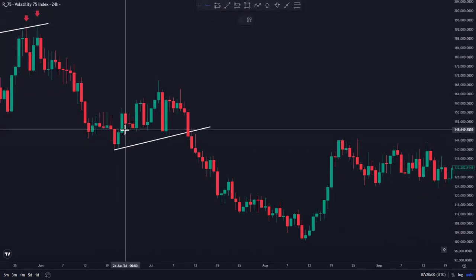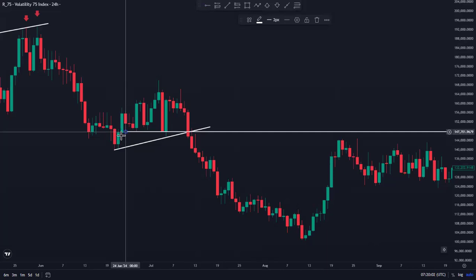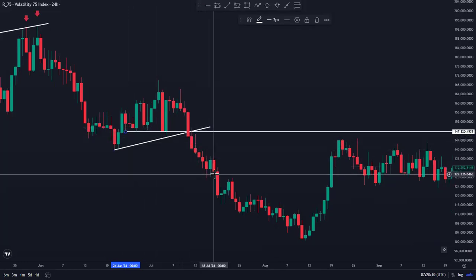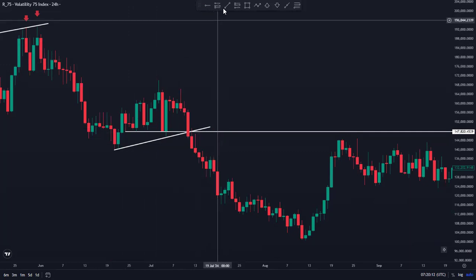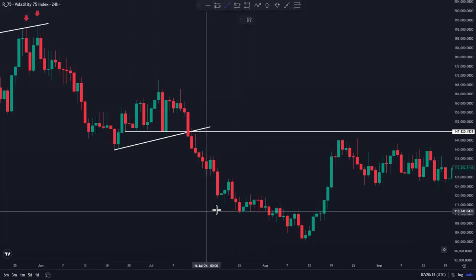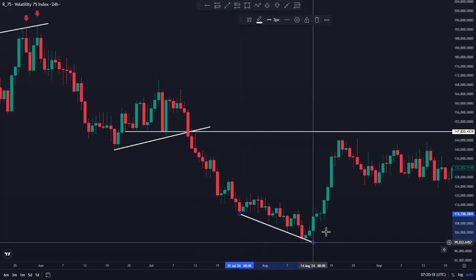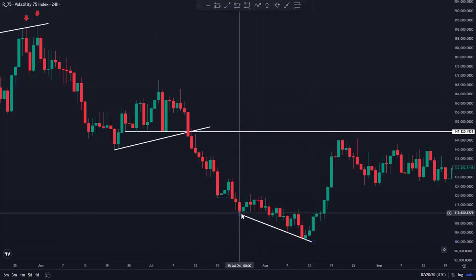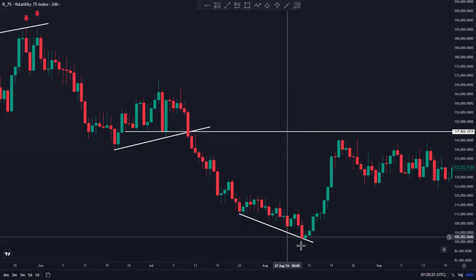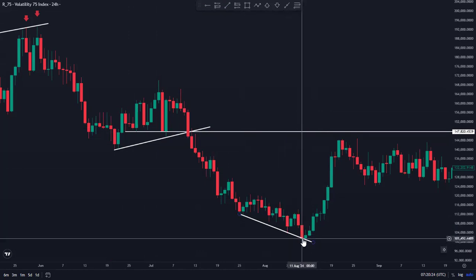How? You place your horizontal line like this. There's a support, support, support. It was broken, it was tested as a resistance. The market continued with the trend. You look for more trend lines. Your job is to look for trend lines in the market. First time, second time, you look for your entry on your third touch.